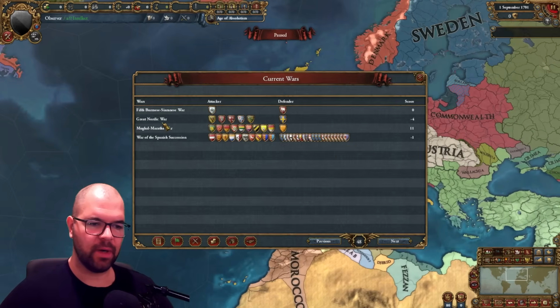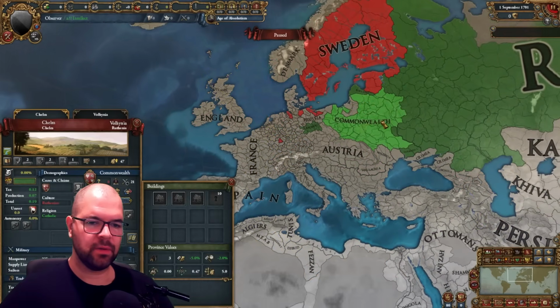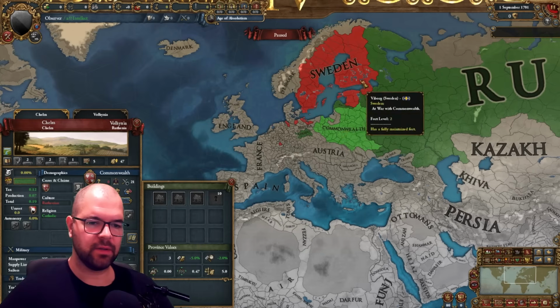There is also a great Nordic war, which is Russia, Zaporozhye, Commonwealth, Kurland, Saxony against Sweden. So it's Russia, Commonwealth, and some others against Sweden.